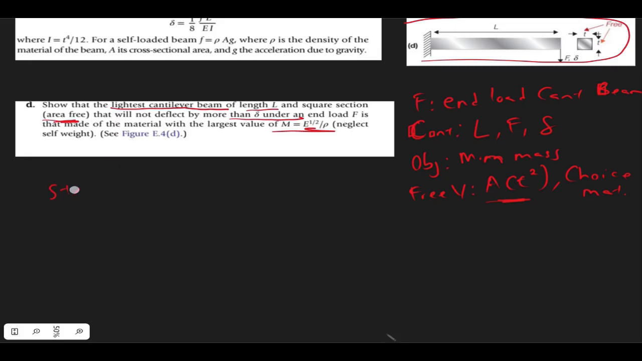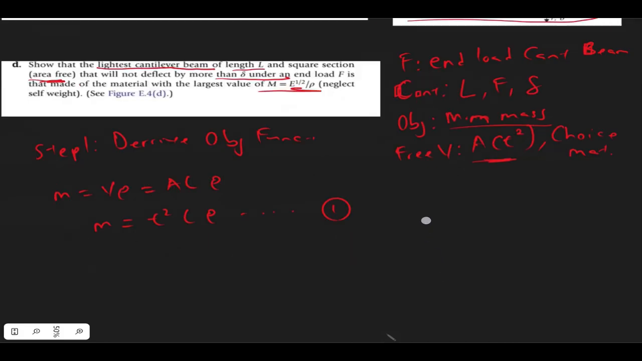So step 1: derive the objective function. The first thing we're trying to do, our objective function, is mass. Mass is equal to volume times density, which is the formula for mass. Mass is equal to area times length times density. We can also define area in terms of thickness, so thickness raised to power 2 times length times density. These are the equations for the objective function.